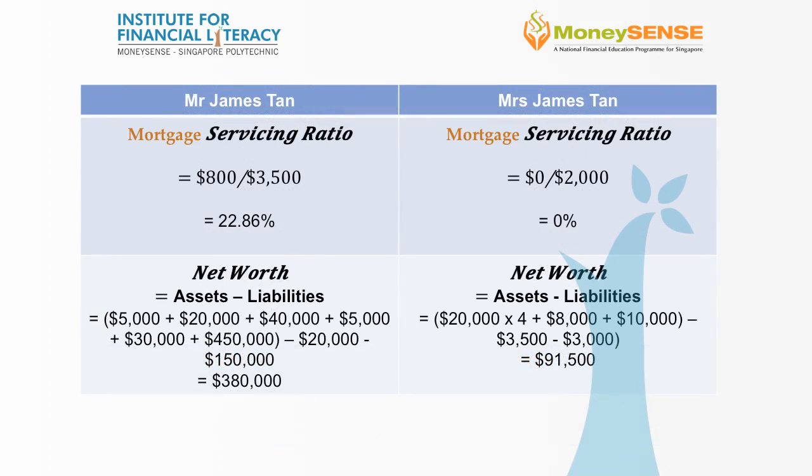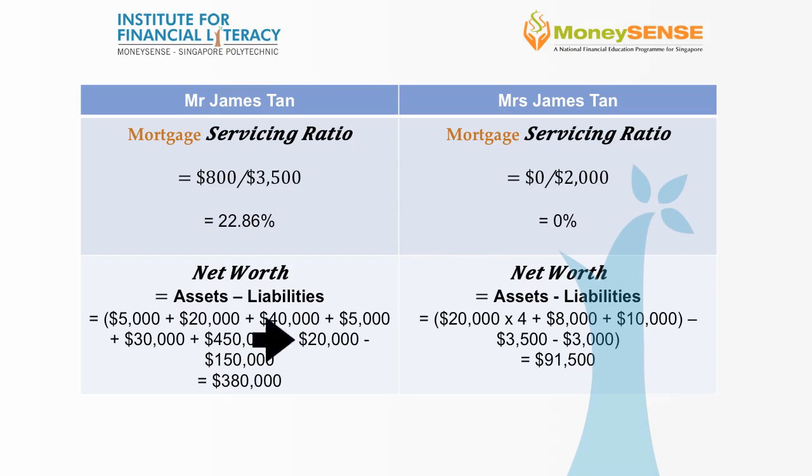Mortgage servicing ratio. Mr. James Tan has a mortgage servicing ratio of 22.86%. Mrs. James Tan has a mortgage servicing ratio of 0% because she doesn't have a home mortgage. Both ratios are within guidelines.